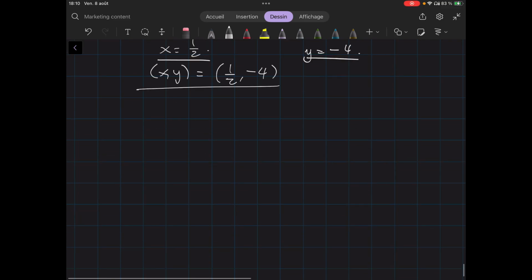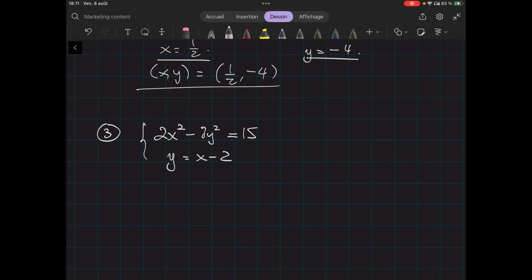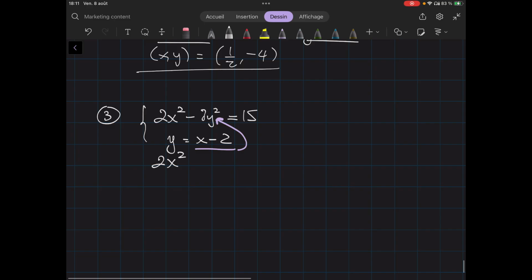Question 3. 2x squared minus 3y squared is equal to 15. y is equal to x minus 2. When solving non-linear systems of equations, substitution is usually the way to go. Since y is already expressed in terms of x, we can just plug it straight into this. Expanding the brackets. Be careful with the pesky negatives.